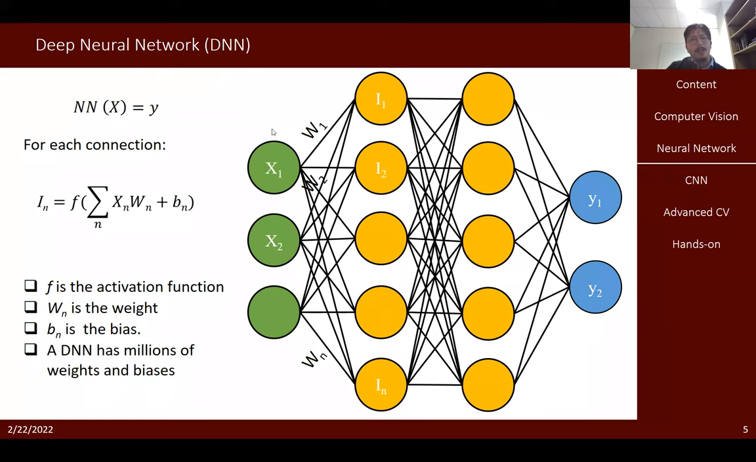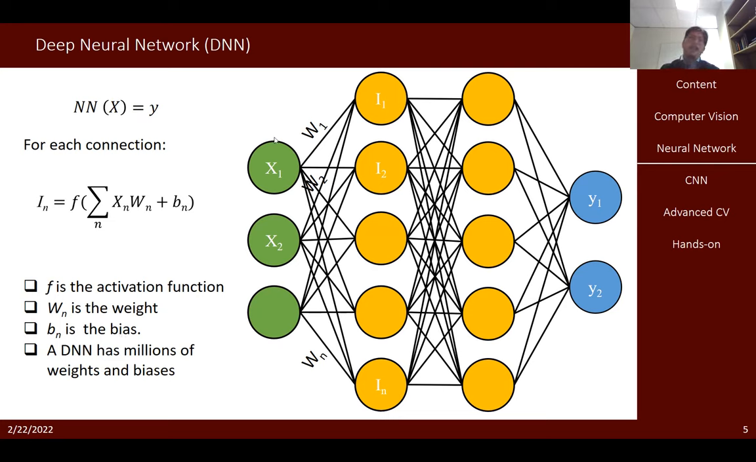This can be a very long list of numbers, and then in the output we also have numbers. In between, each circle here represents a neuron. This is a placeholder. Inside of this neuron we will have a variable, for example I1 here. And in each connection we have weights and a bias. Wm here represents a weight, B is the bias.